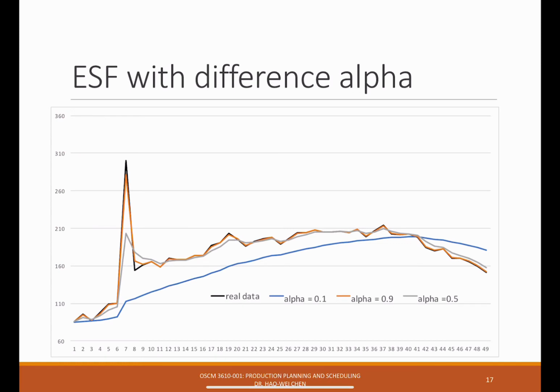So let's see different comparisons. When we set the alpha equal to 0.9, because we put a large weight on the most recent data, as you can see, it is almost overlapping with the historical data. However, if we put the alpha as 0.1, the result can be very smooth, but the reaction is also kind of slow. So you need to find a balance between the two.